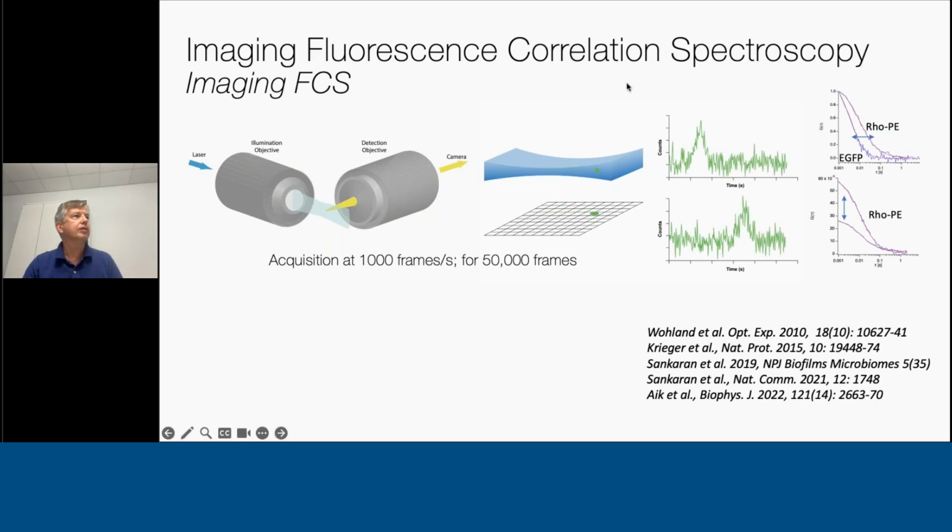On the lower part, you see an example of 2 rhodamine PE labeled supported lipid bilayers done with 2 different concentrations. One has double the concentration of the other, and you see that nicely in the amplitude, that you get a different concentration. So the amplitude in FCS encodes the concentration. The width of the correlation function tells you something about the diffusion coefficient.